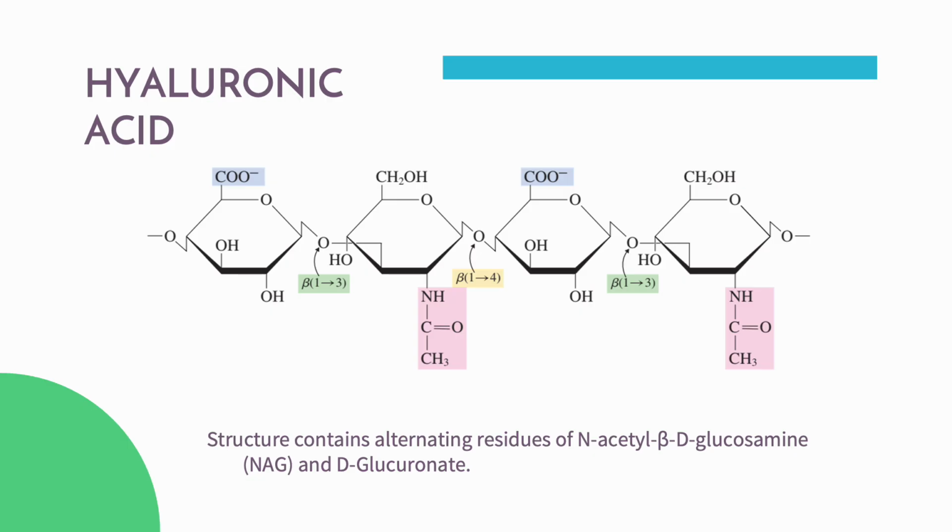Hyaluronic acid, if you look at the structure, is a heteropolysaccharide because there are two monomer components. The structure contains alternating residues of N-acetyl-beta-D-glucosamine and D-glucuronate. Highly viscous hyaluronic acid solutions serve as lubricants in the fluid of joints in our body, and they're also associated with the jelly-like consistency of the vitreous humor of the eye. Hyaluronic acid has a glass-like appearance.